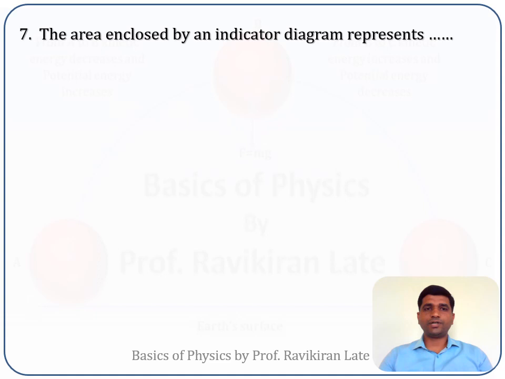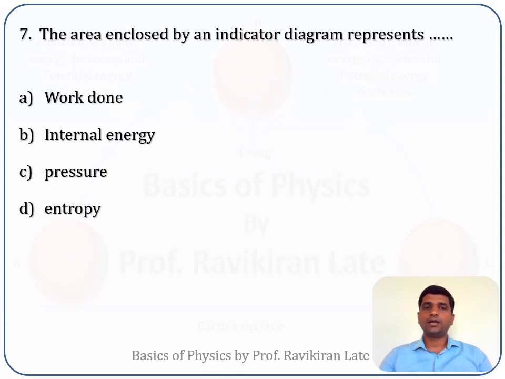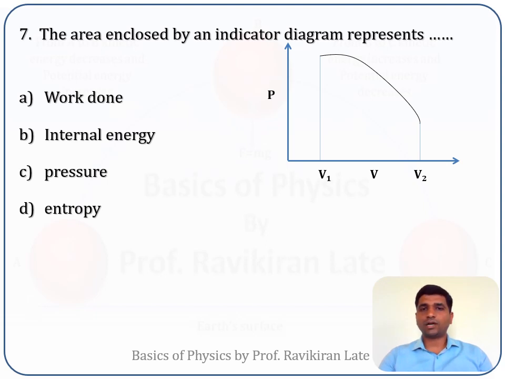Next, question number 7: the area enclosed by an indicator diagram represents option A, work done, option B, internal energy, option C, pressure, option D, entropy. We know that an indicator diagram, or PV diagram, represents the relation between pressure and volume. So if you have any system, it may follow, let us say, this path. Let us say its volume is increasing from V1 to V2, pressure is decreasing from P1 to P2, or whatever may be the parameters. We have just considered a general example.